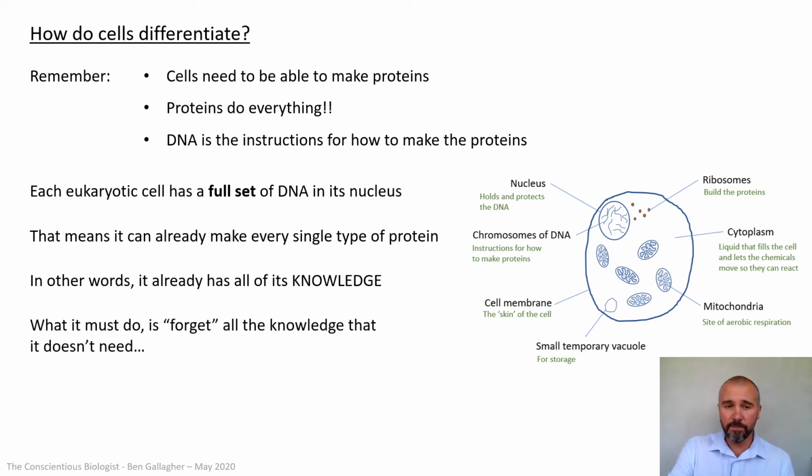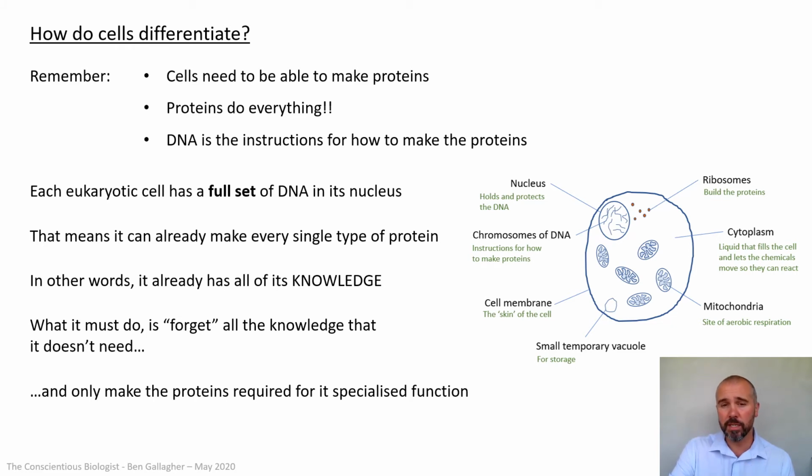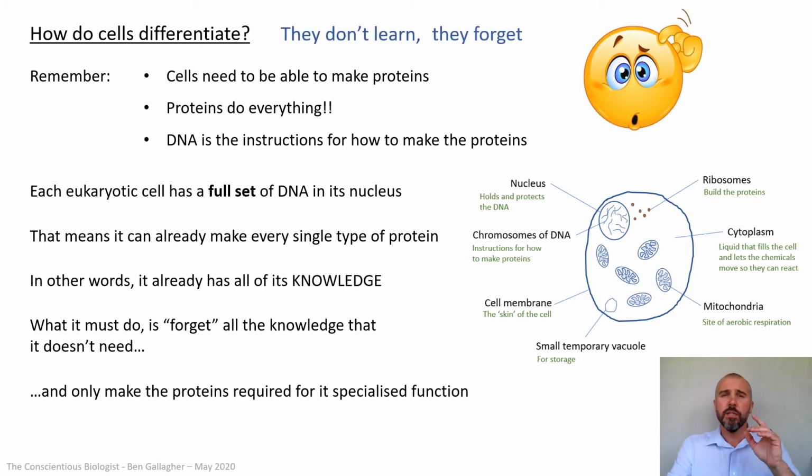So with a cell, it's not that it needs to learn. What it must do is forget all the knowledge it doesn't need and only make the proteins required for its specialized functions. Huge amounts of that DNA will code for proteins that it won't need when it's in its specialized form, and it's a cell with only one specific sort of function. Okay, so back to the title, when we said how do cells differentiate, they don't learn, they forget. It's the opposite to how we do things.